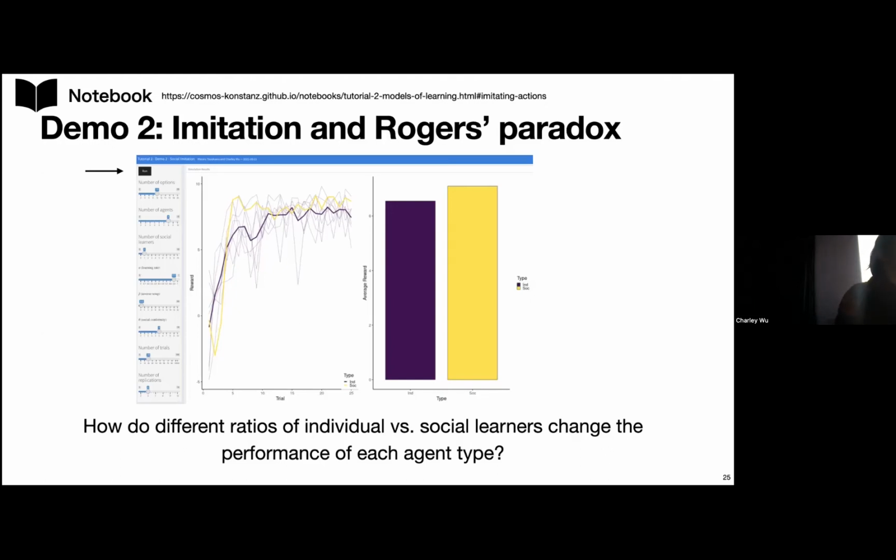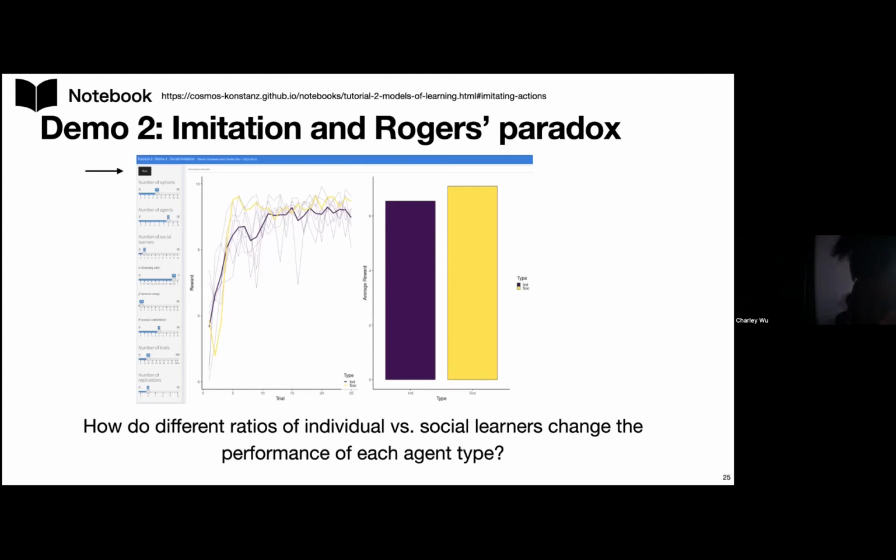So these guys, social learners, are only copying, without using their own learning history. They are always copying others, and let's see what would happen if these two types of behavior exist in a population. This is the next demo link.